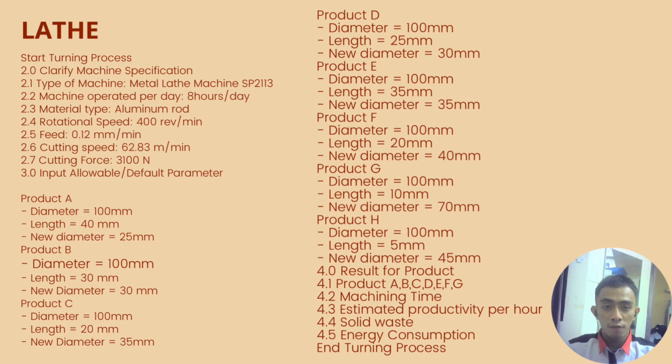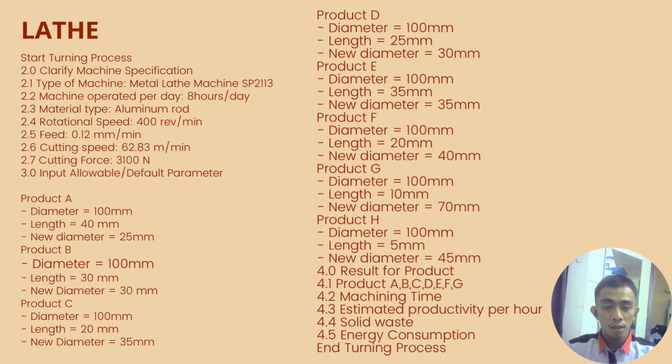In this project, we have 8 parts. For product A, diameter is 100 mm, length 40 mm, and the new diameter is 35 mm. Product B is diameter 100 mm, length 30 mm, new diameter is 30 mm. Product C, diameter is 100 mm, length is 20 mm, new diameter is 35 mm. Product D, length is 25 mm, new diameter is 30 mm. Product D is length 25 mm, new diameter is 25 mm.